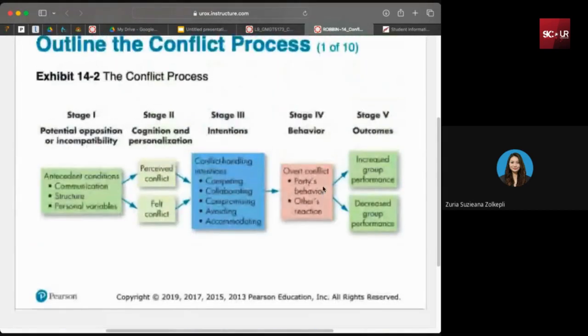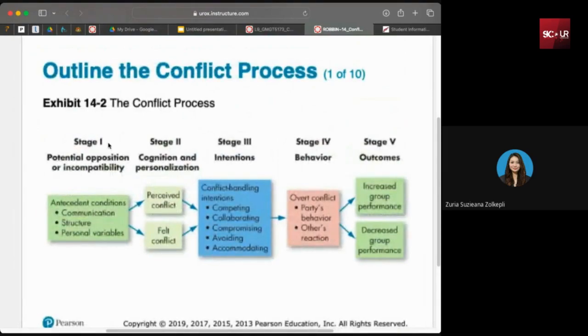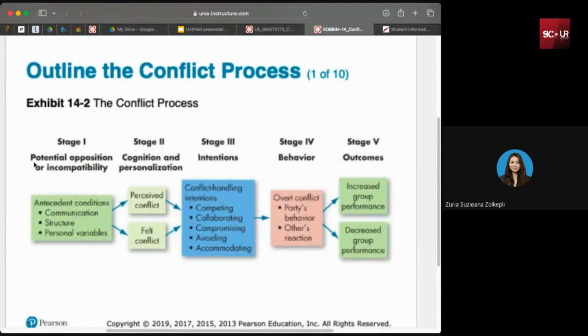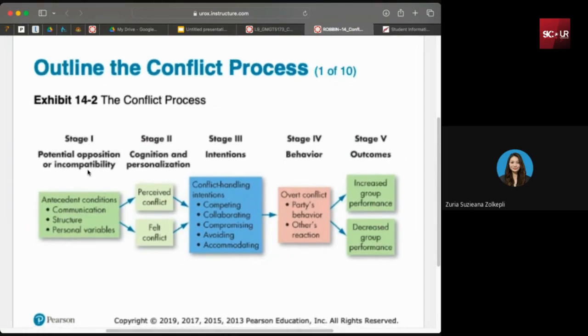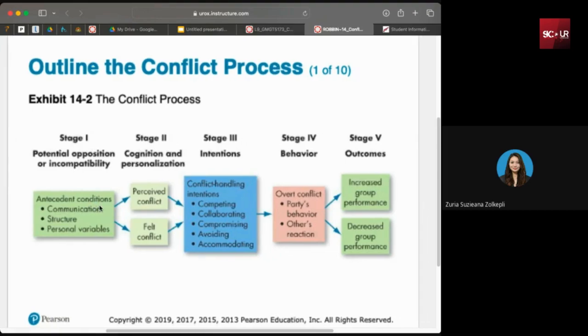Okay, this is the conflict process. Ada 5 stage over here, right? This one I summarize je. Potential opposition ataupun incompatibility. So dia punya condition is in terms of communication, structure and personal variables. Maybe in terms of poor communication, differences in communication, differences in culture, and in terms of structure, maybe it's not clear, not well defined. Maybe you don't know who is the right person, ataupun it's conflicting information.